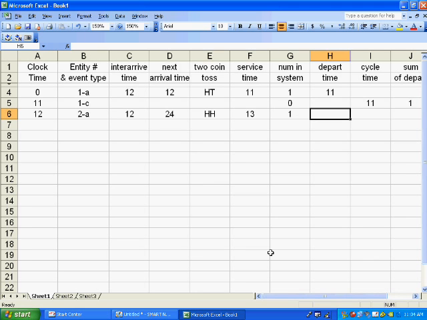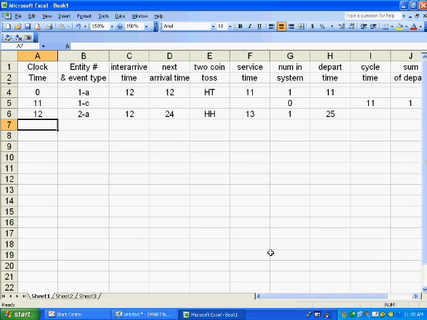The departure time, what do I put for depart time? Yes, 25. The cycle time and the sum of departures are only calculated at a departure, at a service completion. We don't do that at an arrival, only at the service completion. So there's nothing more to do. Go back.